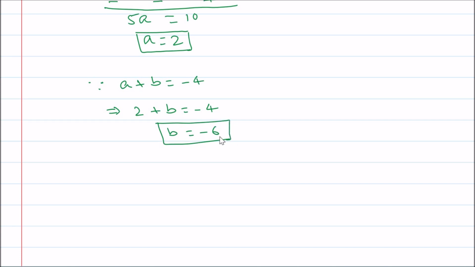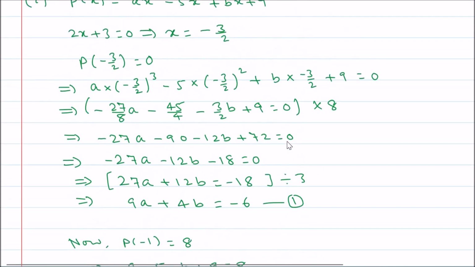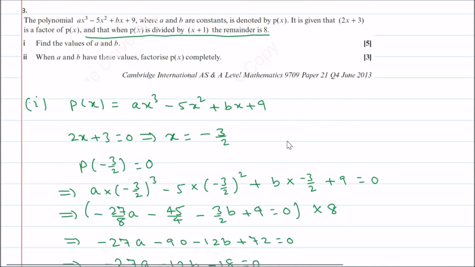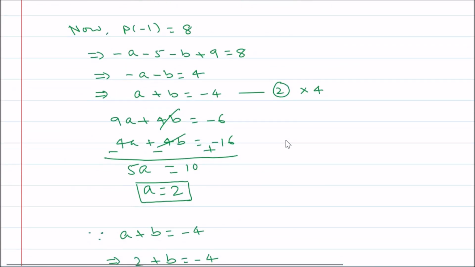We got the value of a and the value of b. Value of a is 2, value of b is minus 6. Let's check the question. It was asking to find the values of a and b. We are done with that part. Now, part 2. When a and b have these values, factorize p(x) completely. So, let's put these values in the polynomial given and then we'll need to factorize. Part 2.